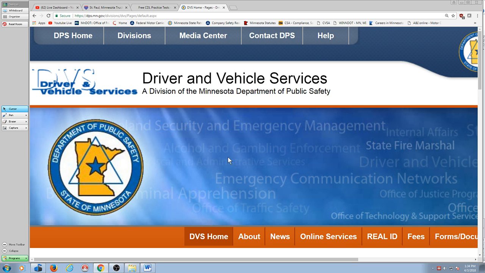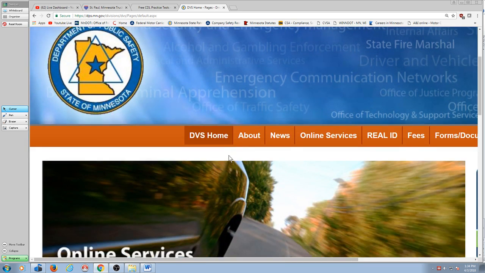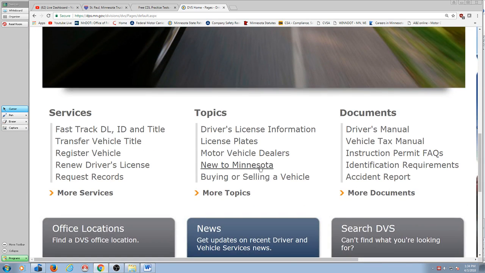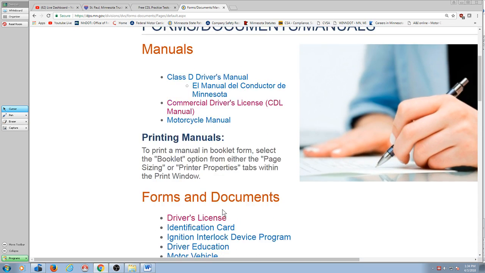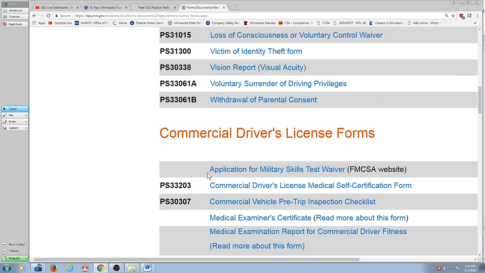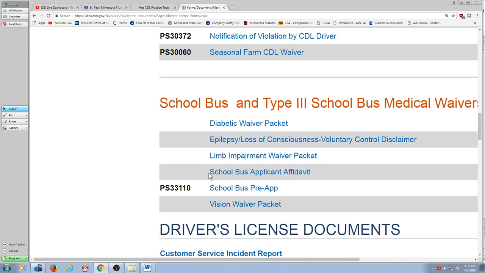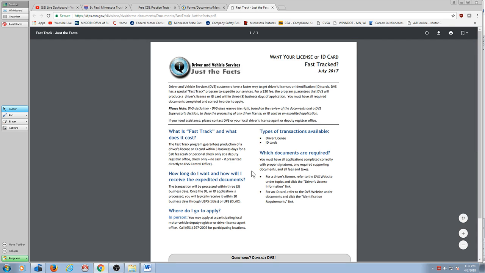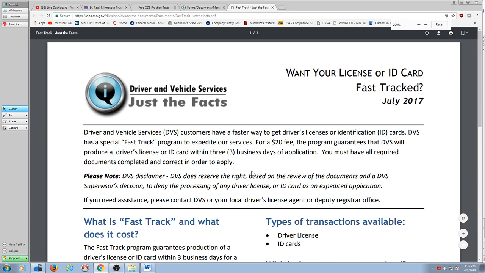Have you heard how screwed up the state of Minnesota is at processing licenses and titles? Yeah, they're pretty darn messed up. Okay, so you can expedite that process. This is what they call a fast track. This costs 20 bucks. You would get your license much quicker doing this, but here's the caveat to it.